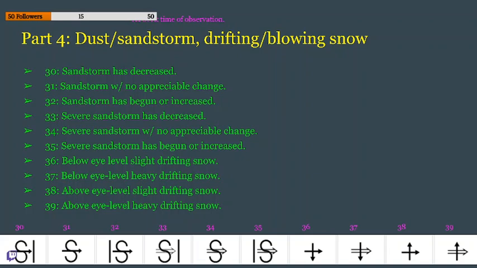36 is below eye level, slight drifting snow. 37 is below eye level, heavy drifting snow. This would be kind of, if you've ever seen a documentary of the Antarctic, you'll probably see that heavy drifting snow kind of deal. So, 38 is your above eye level, slight drifting snow, and 39 is your above eye level, heavy drifting snow, which can cause a whiteout.